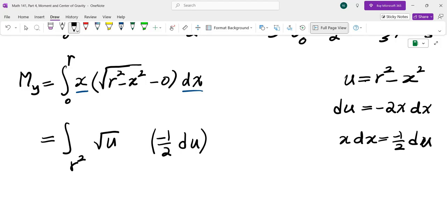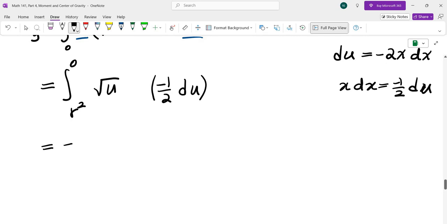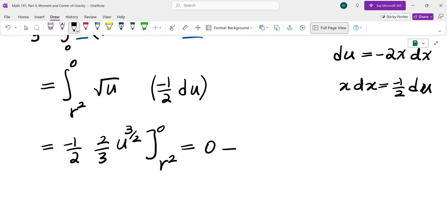And if x is r, u is 0. So we get negative 1/2, and then u to the power of 1/2 becomes u to the power of 3/2, and then times 2/3 from r squared to 0. If you plug in 0, you get 0. If you plug in r squared, this is going to be plus 1/3 times r cubed. So we get r cubed over 3.